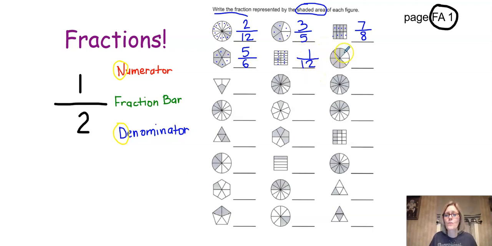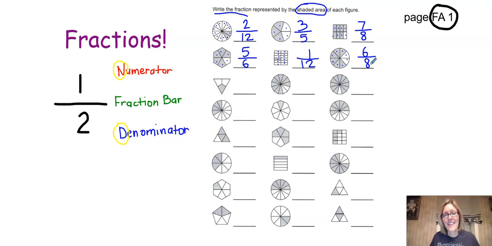Let's count the next one. 1, 2, 3, 4, 5, 6, 7, 8. Another 8. Only this one is a circle. So I put my denominator as 8 because it's the whole thing. And then 1, 2, 3, 4, 5, 6 are shaded. So this fraction is 6/8, or 6 out of 8 are shaded.